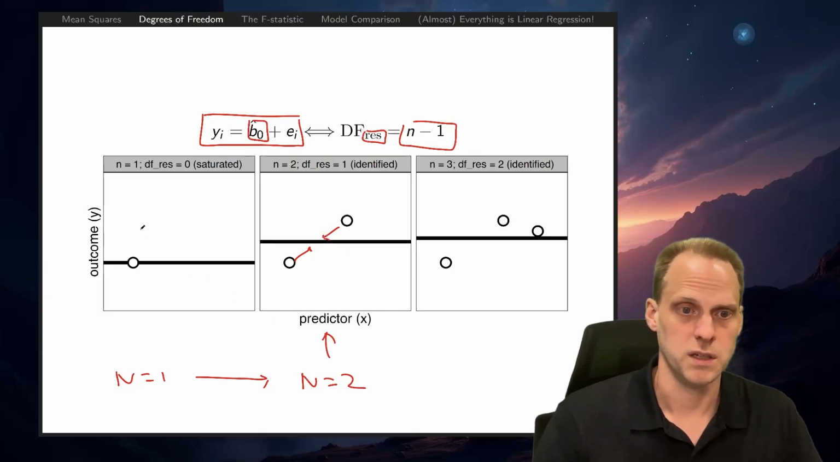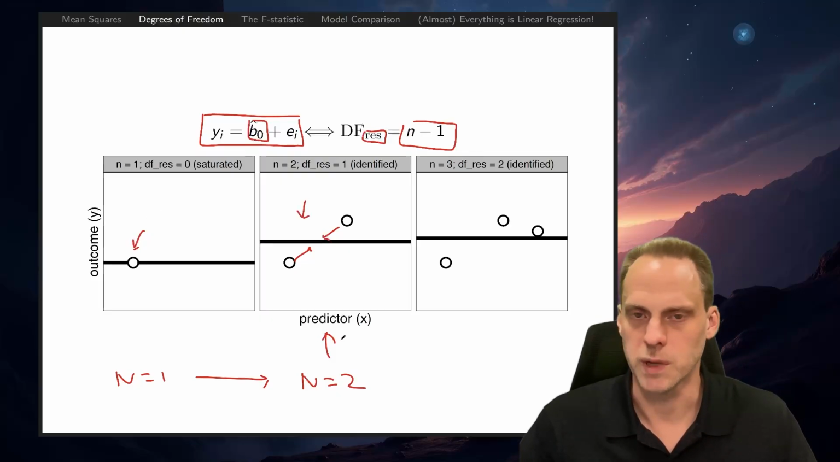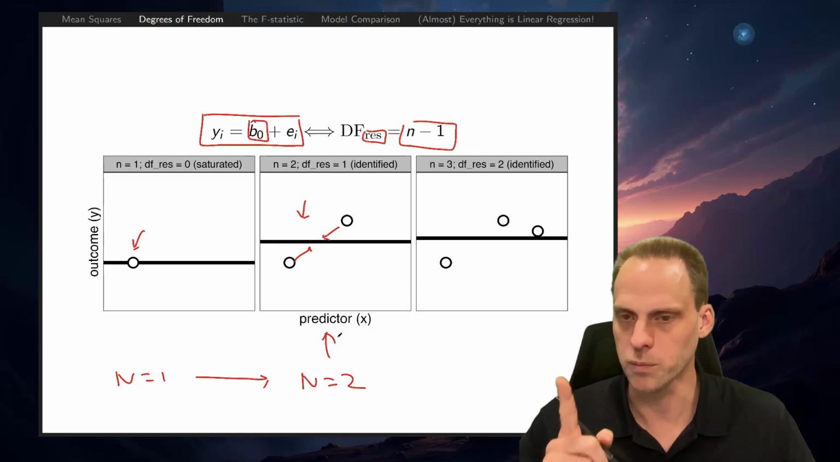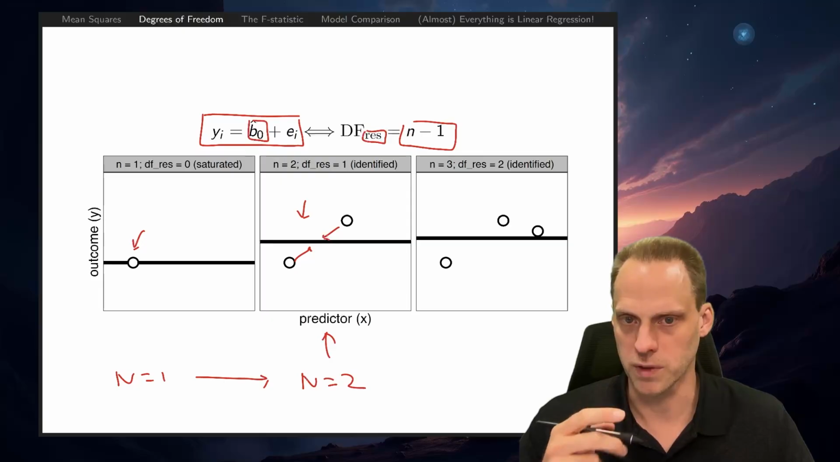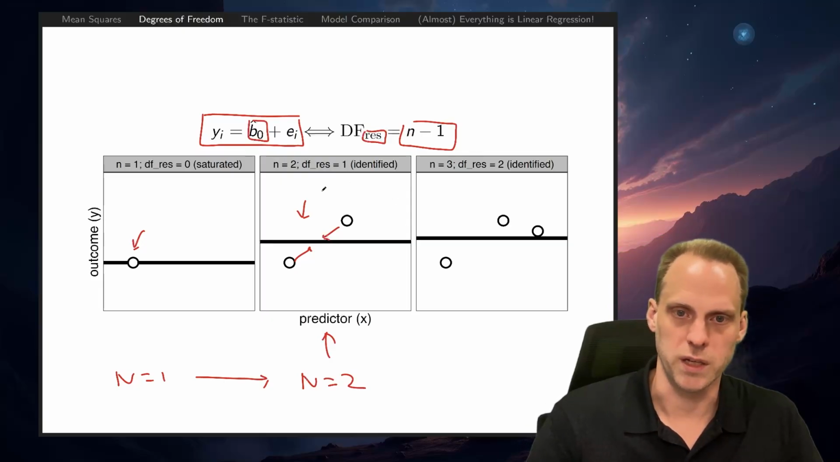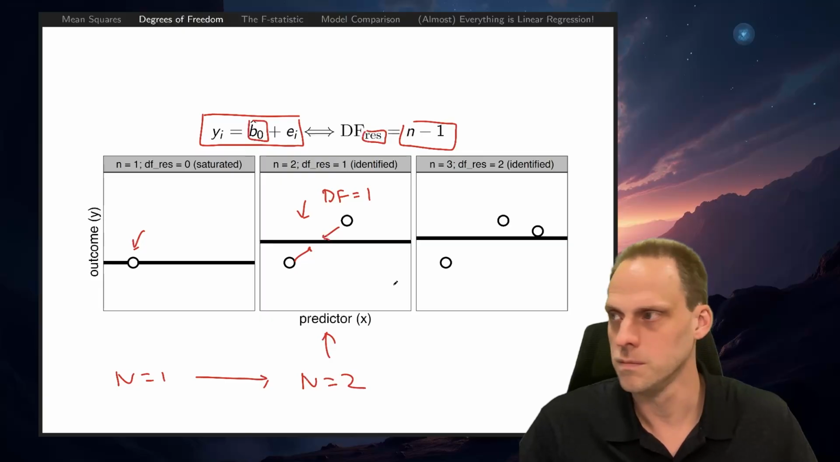Where here, the variance could not be calculated because we did not have any information. Here we don't suddenly have 2 pieces of information, we only have 1. We added 1 point, meaning we have 1 piece of information that allows us to estimate something in the variance. And this is why the degrees of freedom here is 1, not 2.